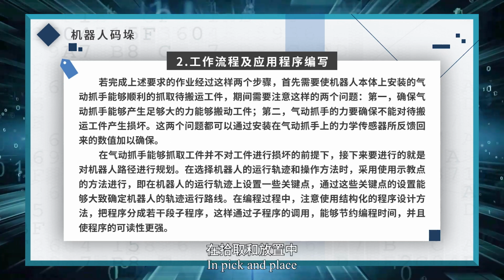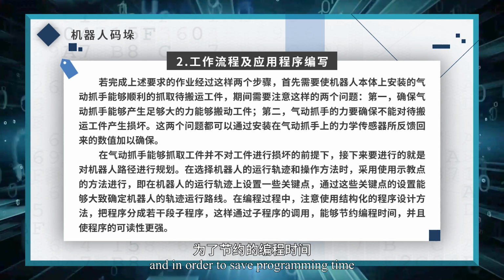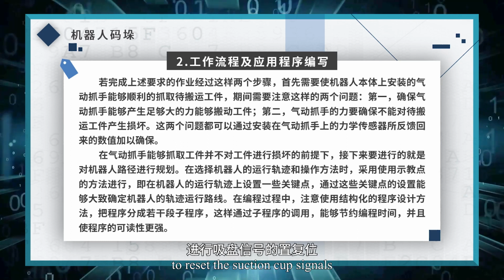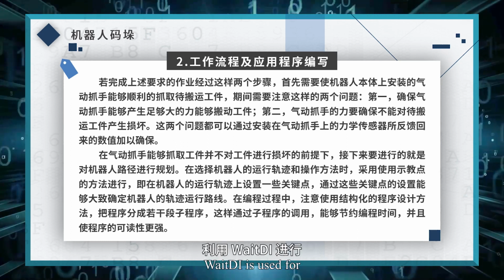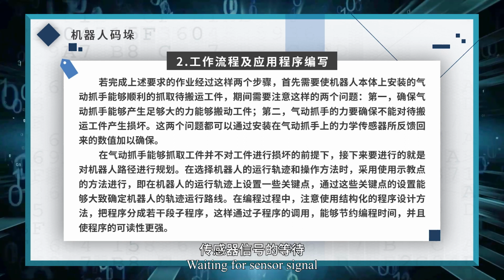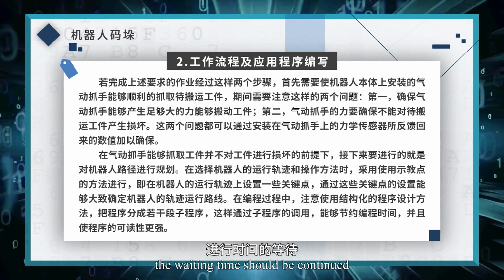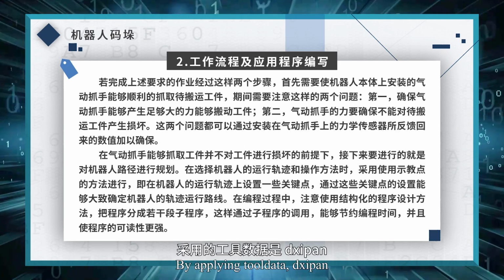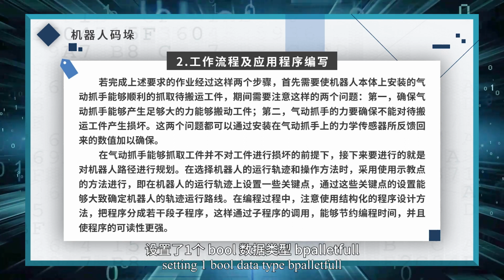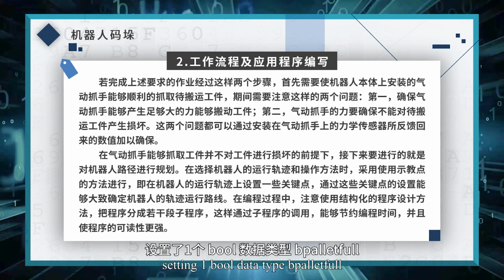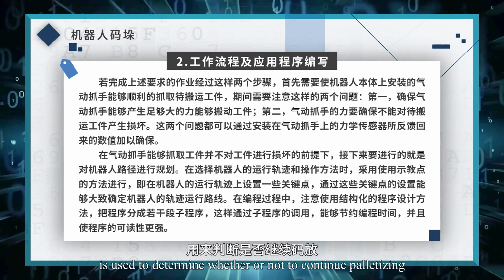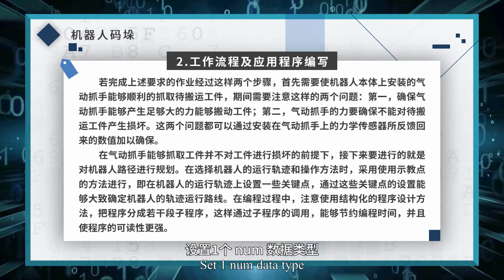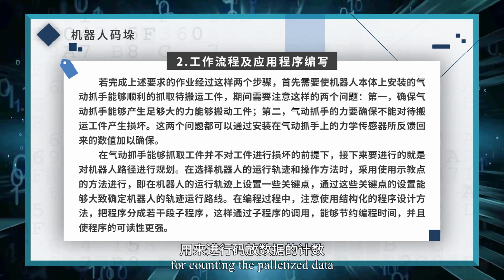In pick and place, in order to save programming time, use the OFF instruction, set and reset, to reset the suction cup signals. WaitDI is used for waiting for the sensor signal. The waiting time should be continued, and the moving speed should be V200. By applying to data D 吸盘, set one bool data type, B-palletizing-full, used to determine whether or not to continue palletizing. Set one num data type for counting the palletized data.